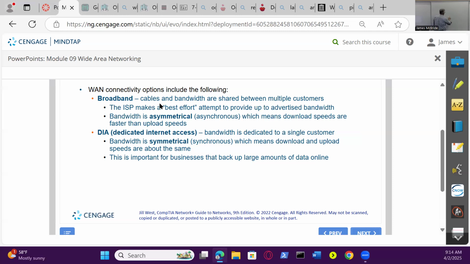Baseband is binary. So you have a 1 and you have a 0. That's baseband. These days, when you say broadband, people think, well, that's fast. Yeah, that's what marketing does to technology. They always screw up whatever it is by trying to simplify it for folks and trying to sell it. So broadband: bandwidth is shared between multiple customers. The ISP makes a best effort attempt to provide up to the advertised bandwidth.